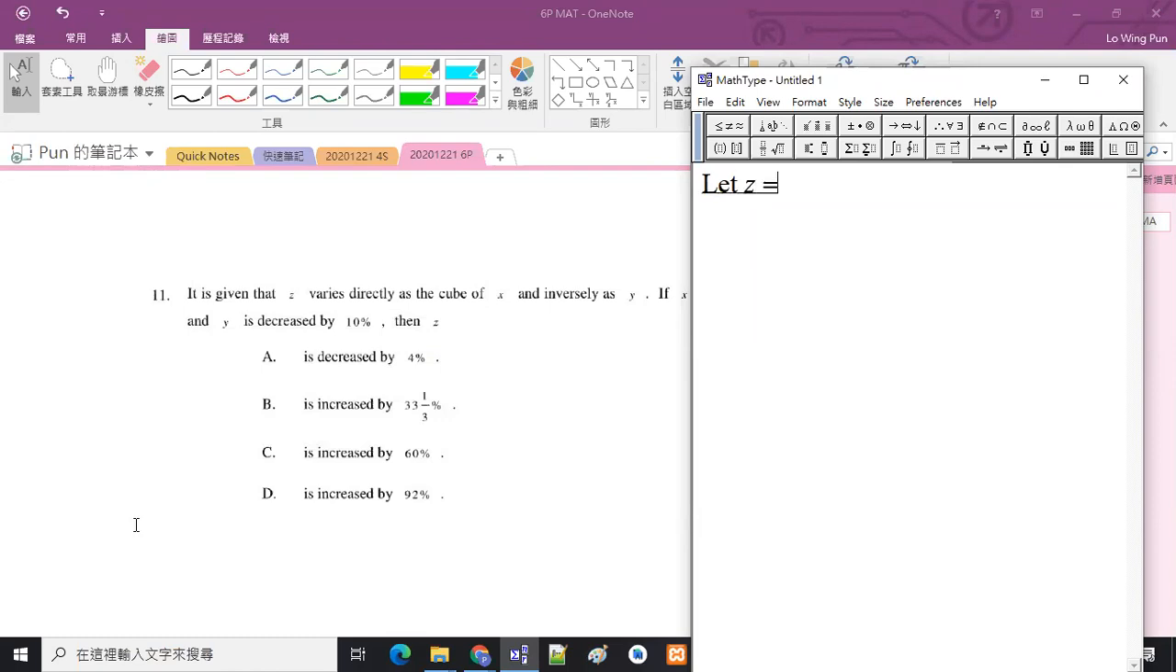z is the subject and it is equal to a fraction. So we don't forget to let a k here. 千祈唔好忘記咗有 k 喺度，一定有 k 喺度嘅。Directly as the cube of x, that is x cube. k times x cube, and then inversely as y, okay, over y. Can you get this?